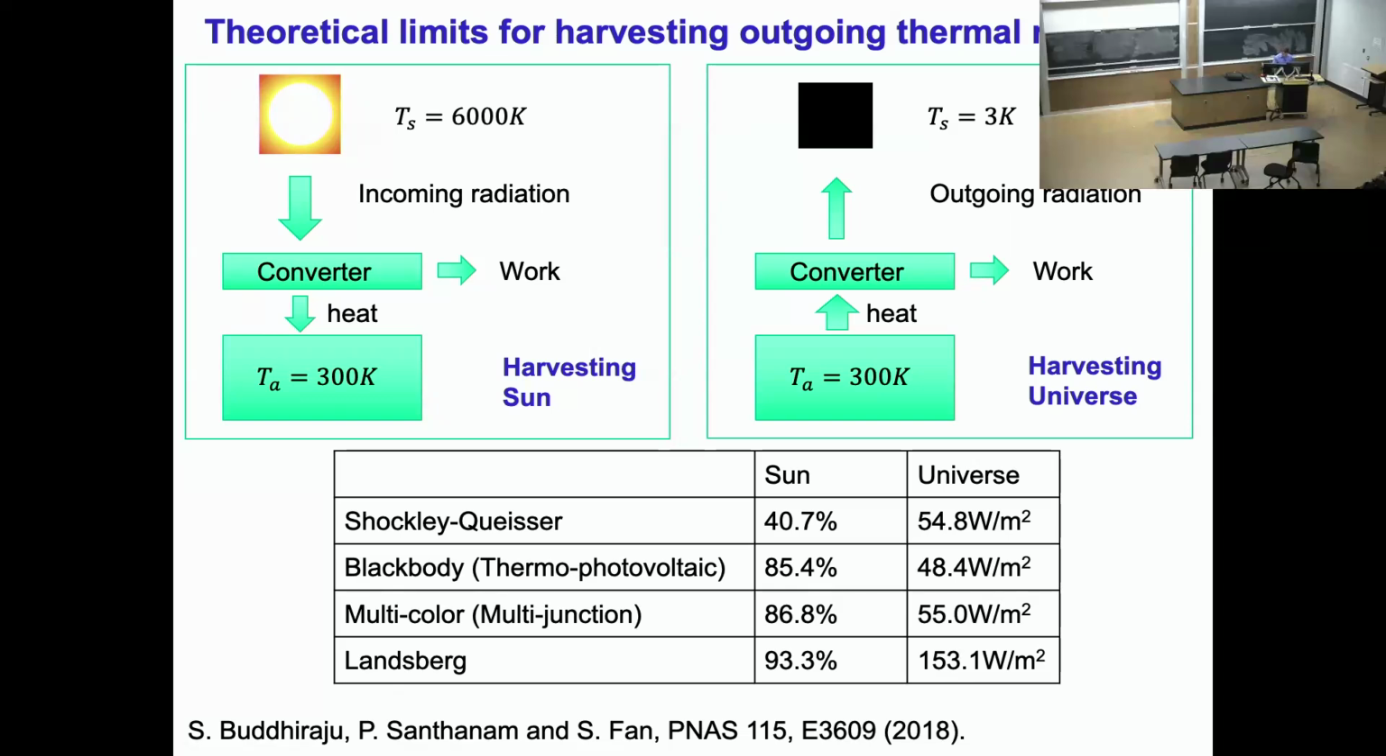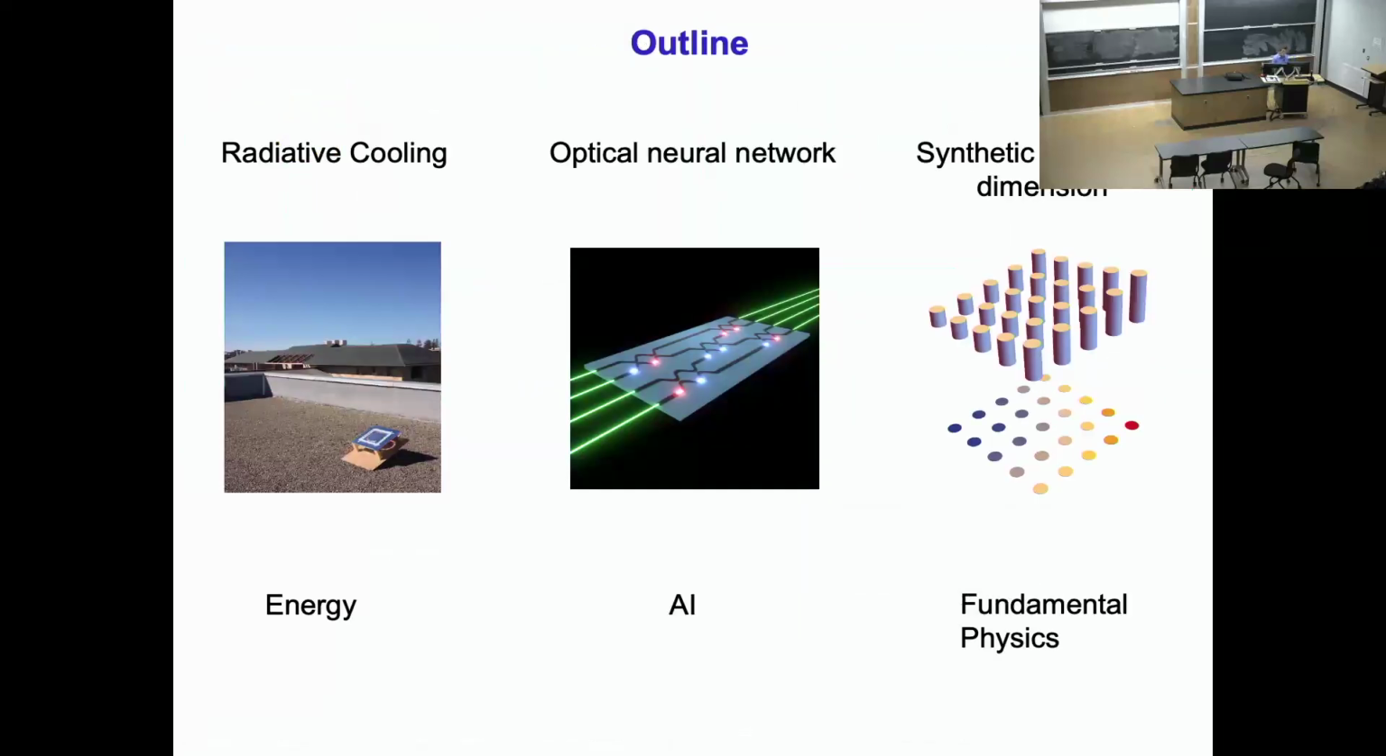So that concludes the first part of my talk, which is on radiative cooling. We are also interested in thinking about these photonic structures for information processing, and in particular for things like AI and artificial intelligence.